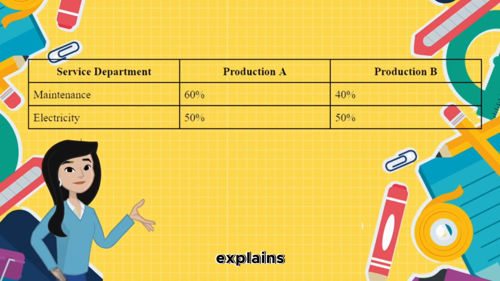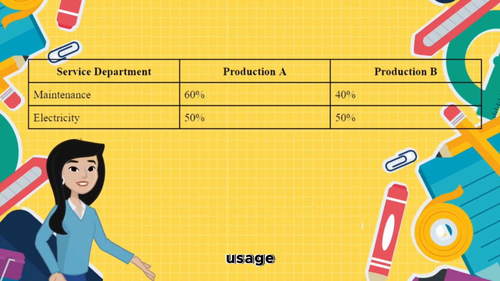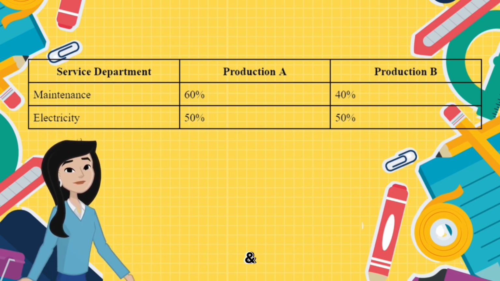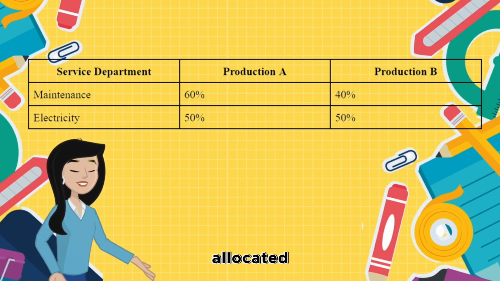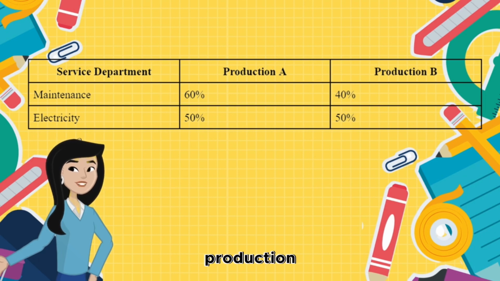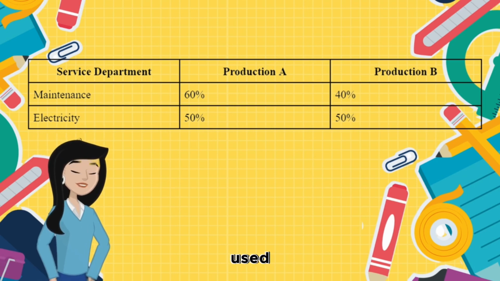The second table explains the percentage of service usage by each production department. The maintenance department provides 60% of its services to production A and 40% to production B. Meanwhile, the electricity department is allocated equally, with 50% each for production A and production B. These percentages are used as the basis for allocating overhead costs.